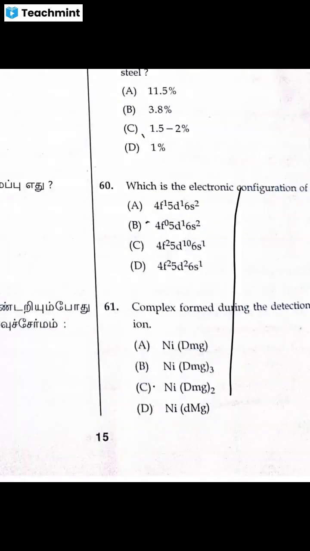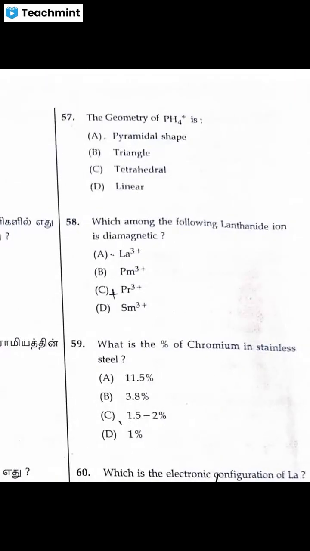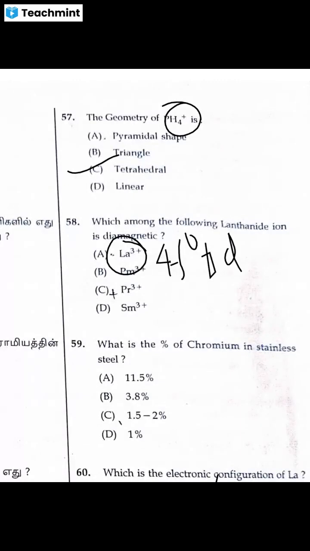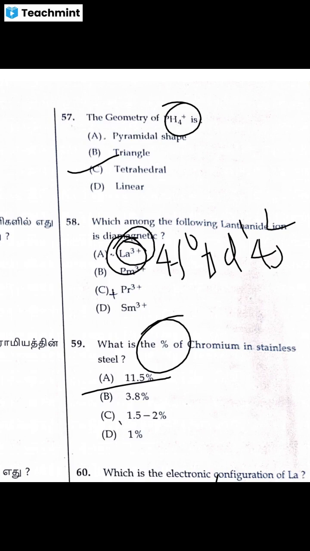Next one, PH4 plus, that is a direct question, it is a tetrahedral geometry. And which of the lanthanides is diamagnetic in nature? It is lanthanum 3 plus. Okay, that is diamagnetic. All the electrons are paired, because the configuration is 4f0 and 5d1 6s2. So lanthanum 3 plus is diamagnetic in nature. Then the percentage of chromium in stainless steel, that is a direct one, 11.5%.